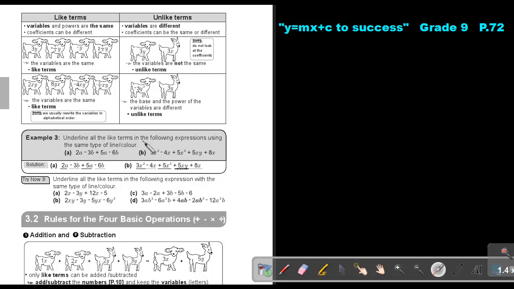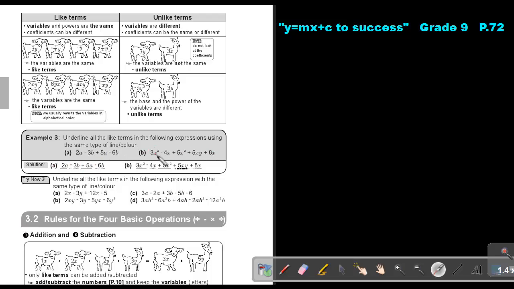Let's look at example 3. Underline all the like terms in the following expression using the same type of line or color. I'm going to use color, maybe later on line. So if you see, this is 2a. Is there another a? Yes, positive 5a. This is 3b. Is there another b? Yes, negative 6b. So this is like and this is like.